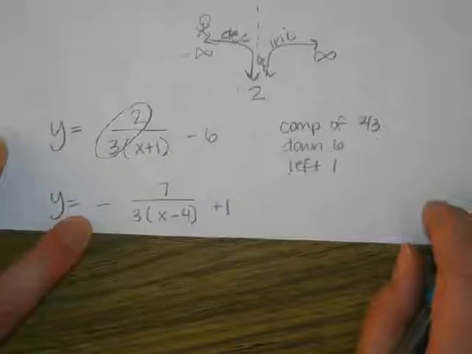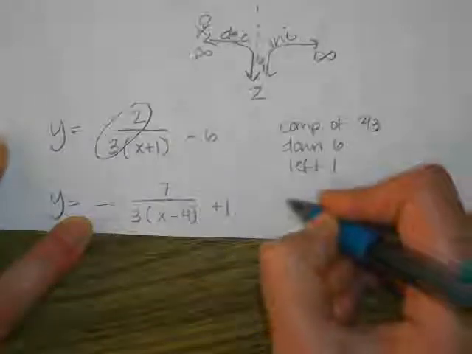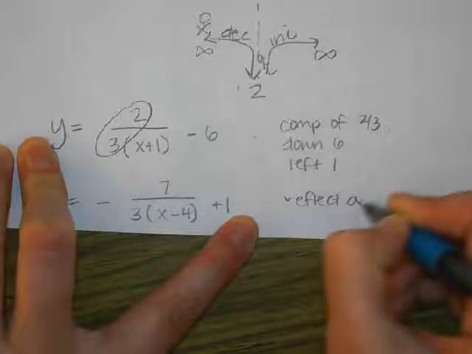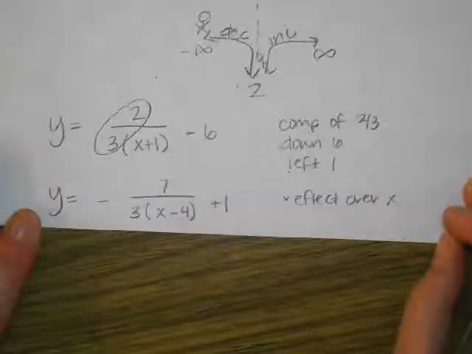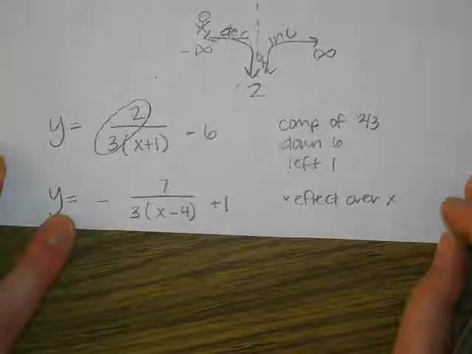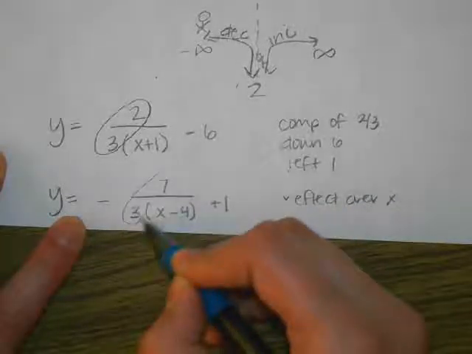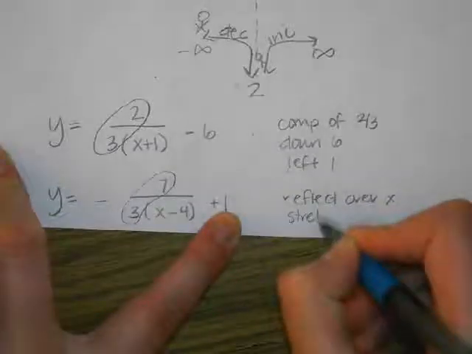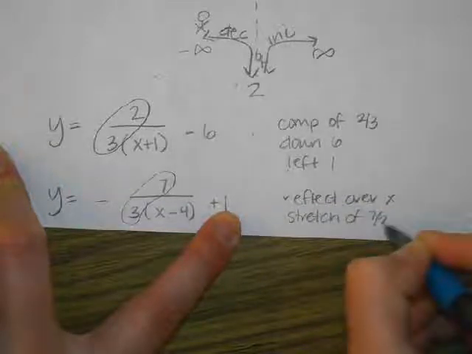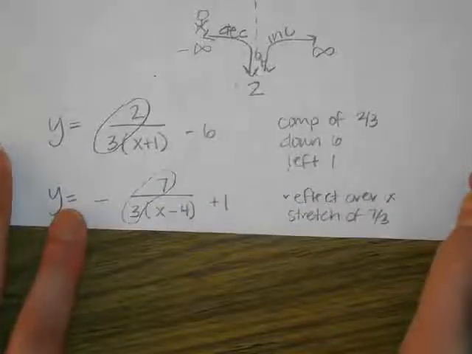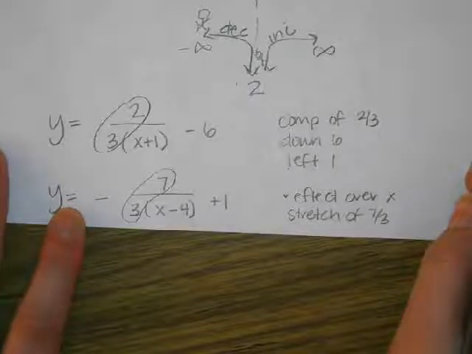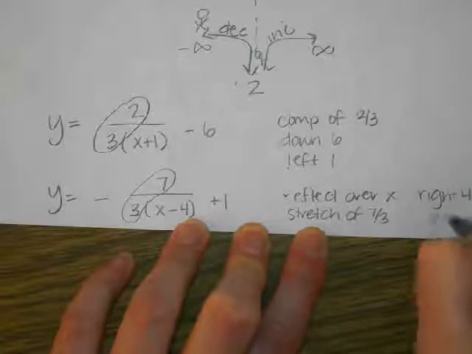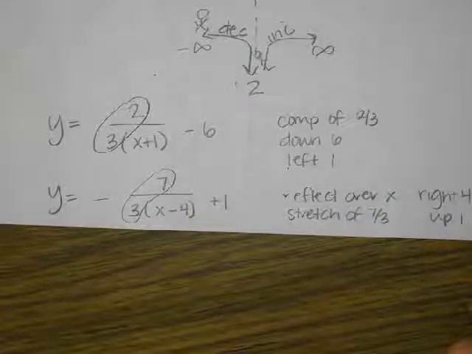All right, so what do you see for this one? Reflect over x. What else do you see? We got 7/3. What's that? Stretch. That's a fraction that's bigger than 1, so that's why it's a stretch. What else do we see? Right, 4 of 1.